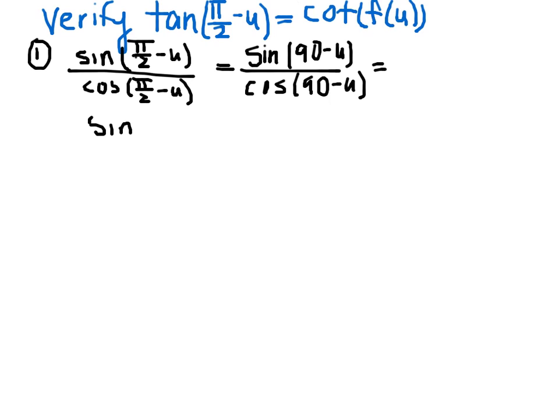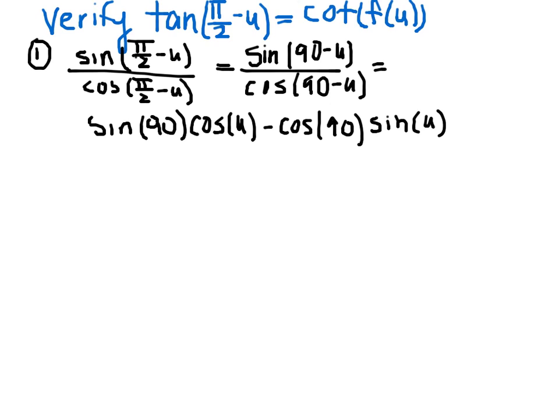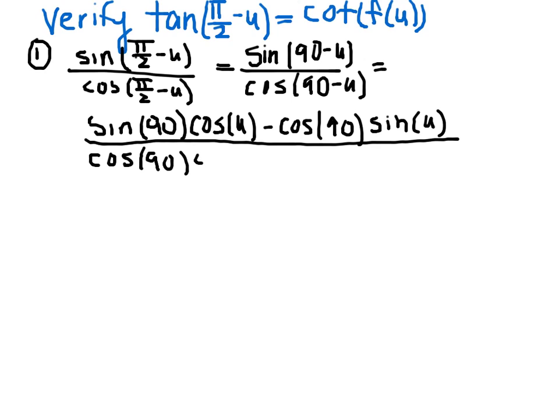So we have sine of 90 times cosine of u minus cosine of 90 times sine of u. And that's all divided by the cosine of 90 minus u split up. So that will be cosine of 90 times cosine of u plus sine of 90 times sine of u.